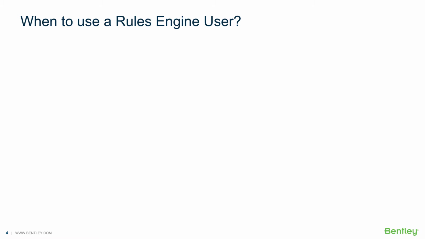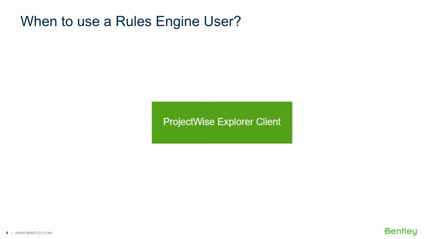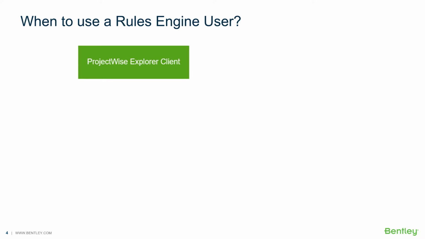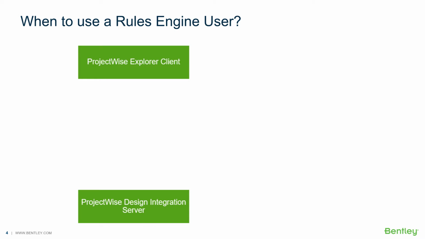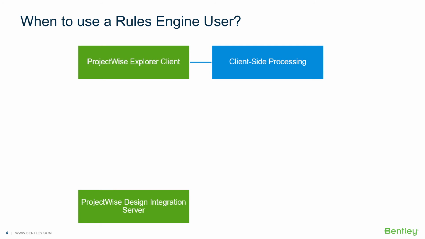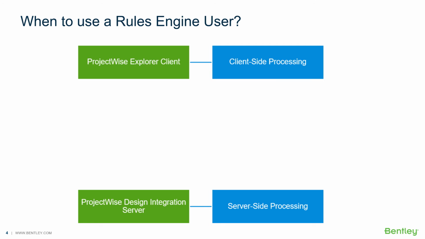As mentioned before, we may or may not need to create a rules engine user for elevated actions and rollback operations. The reason has to do with where the rules engine is processed. The workflow rules engine has historically been processed by the ProjectWise Explorer client on the user's machine. The updated workflow rules engine can now be processed by either the ProjectWise Explorer client or the ProjectWise Design Integration Server. The two modes are known as client-side processing and server-side processing, respectively.